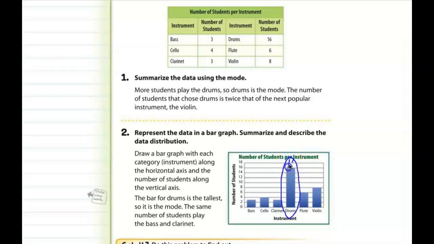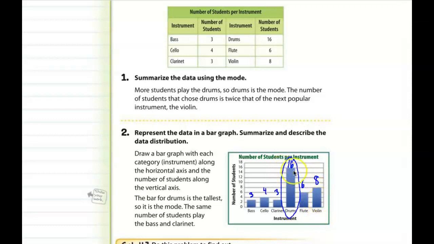So this is 16. Okay, anytime you've got a bar graph, it's always a good idea to actually label the bars. So this is halfway between 2 and 4. So what number is this going to be? Very good. That's going to be 3. And then we have 4 people for the cello, 3 people for the clarinet, 6 people for the flute, 8 people for the violin. So the next most popular is the violin.